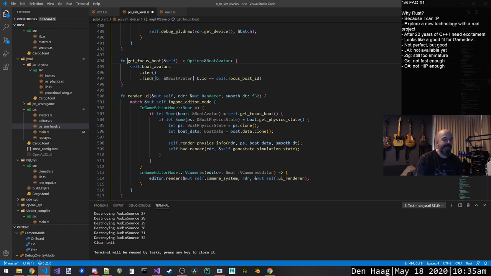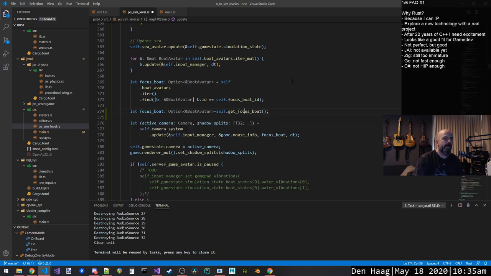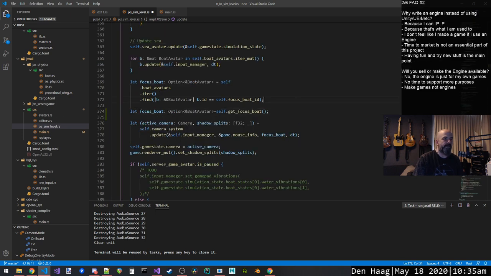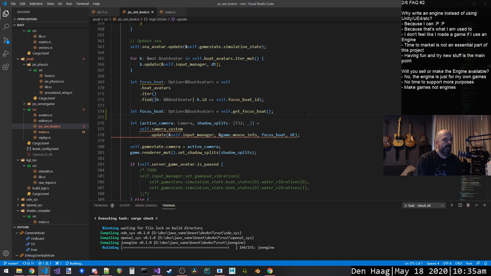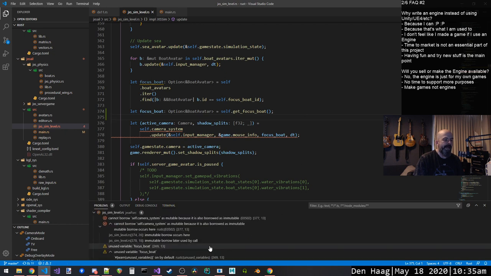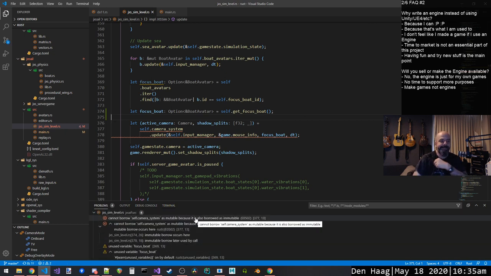It's exactly the same code. It returns an option to a reference to a boat avatar, and the way it takes it is exactly the same, right? Now, if I try to compile this code, with this focus boat, bang, it doesn't work. I get the error that I was getting the other day.